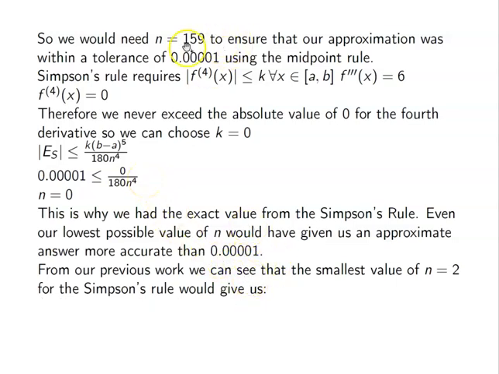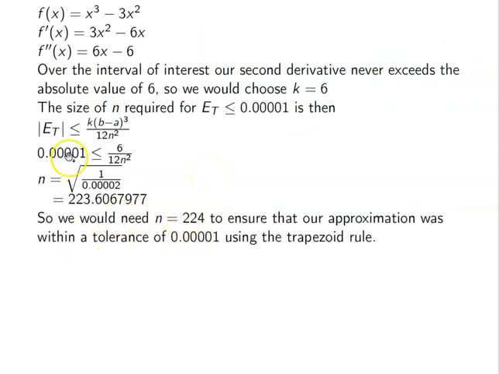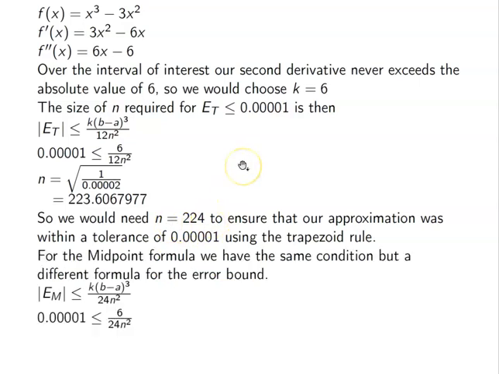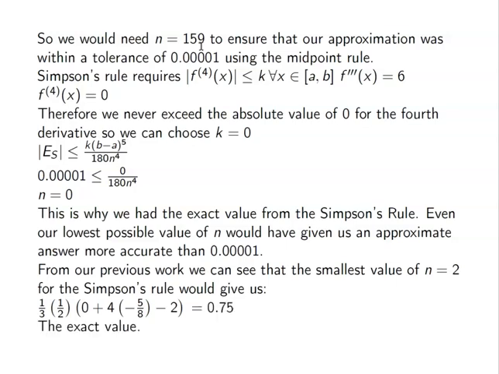Versus if we do the trapezoid rule, which needs 224, and the midpoint rule, which needs 159, Simpson's rule needs just 1, or in our case 2, because I need to have at least 2 rectangles. And that will give me the exact value.